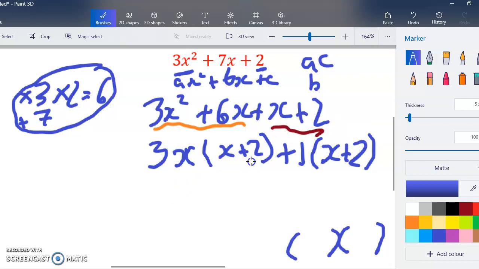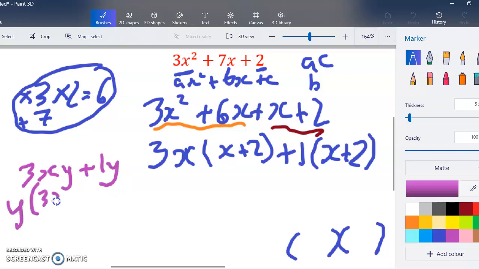Now here we've got a common factor of x plus 2 and x plus 2. Just going back to a much more normal factorizing question, if you had 3xy plus 1y, your common factor here would be y, right? So you take that out to the front and you'd say, look, I'm left with 3x plus 1. That's exactly what we're going to do here.